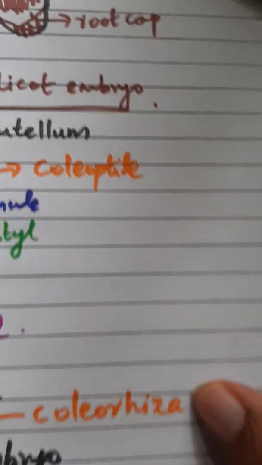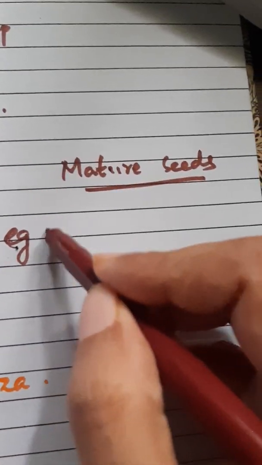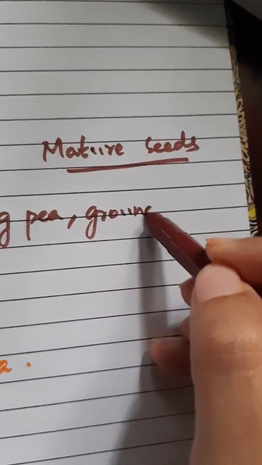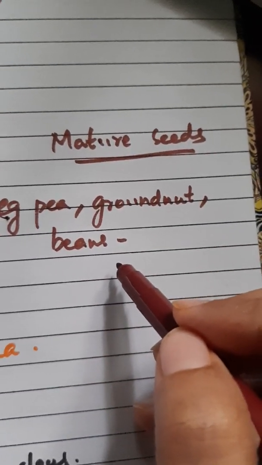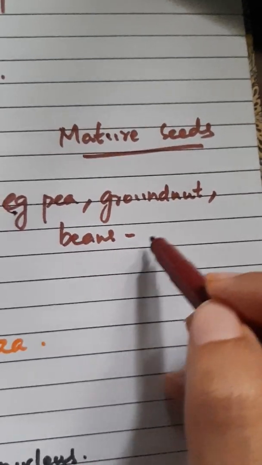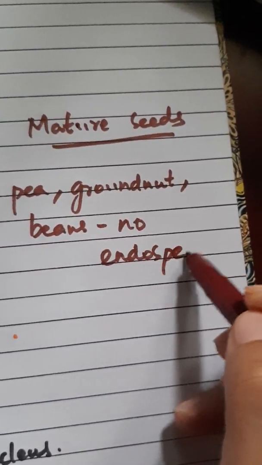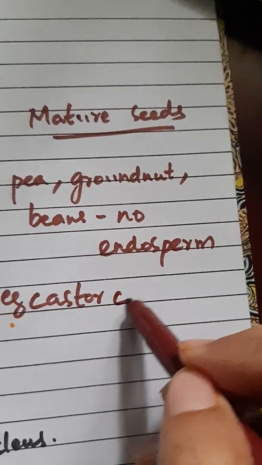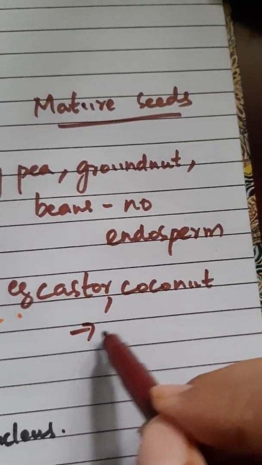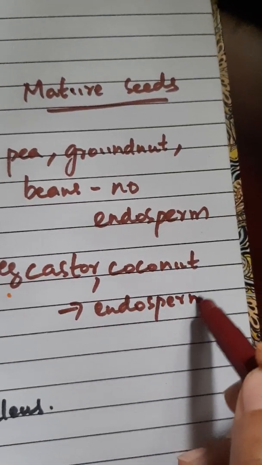Now about some of the seeds. Some of the seeds, as they mature, the endosperm will be completely utilized. For example, in case of pea, groundnut, beans, there will be no endosperm remaining in a mature seed. Whereas in case of castor and coconut, endosperm remains in mature seeds too.